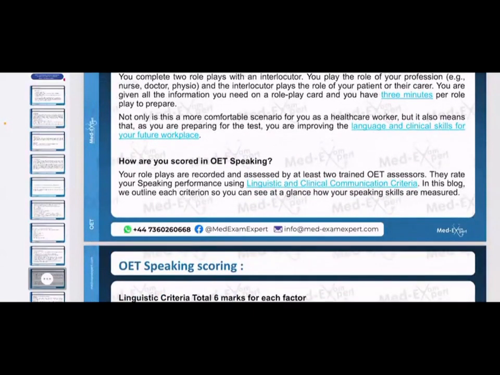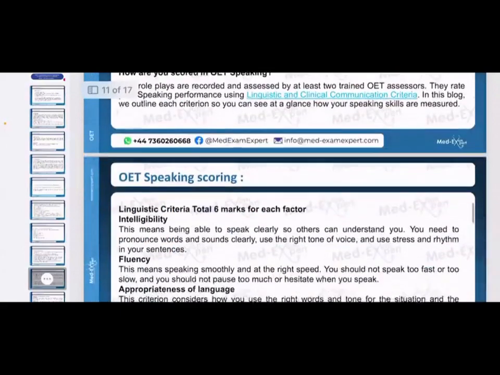How are you scored in OET speaking? So now we will talk about the speaking scoring criteria. Your role plays are recorded and assessed by at least 2 trained OET assessors. They rate your speaking performance using linguistic and clinical communication criteria. So in this blog, we'll outline each criterion so you can see at a glance how your speaking skills are measured.